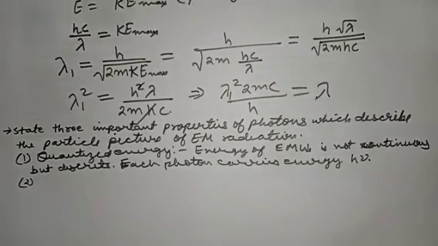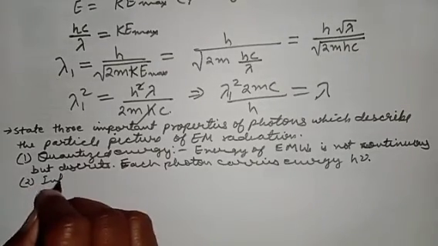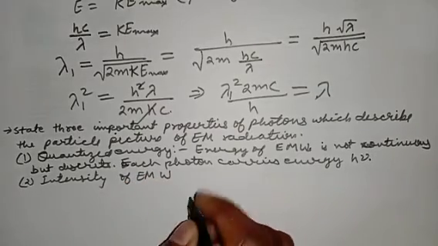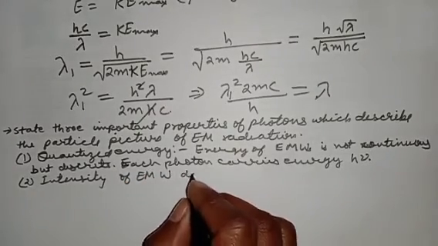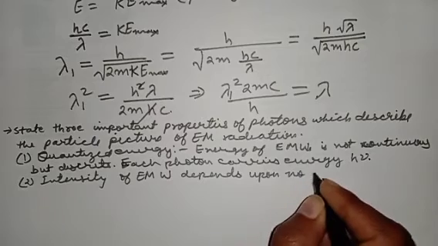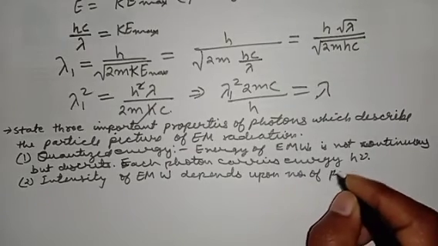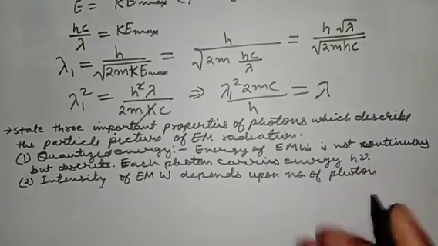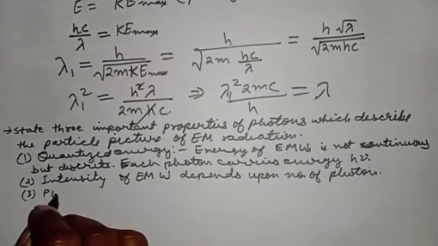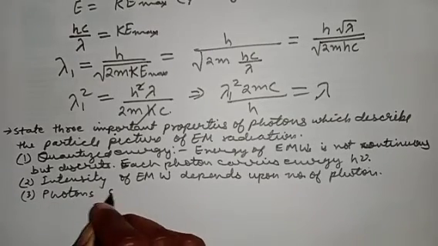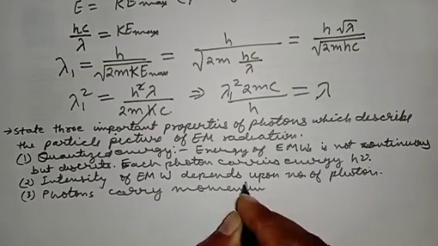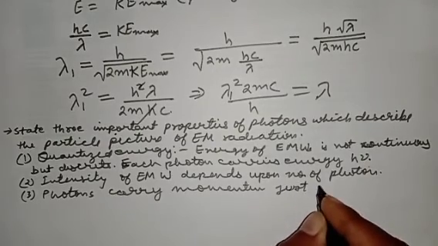Second, intensity of electromagnetic waves or electromagnetic radiation depends upon number of photons. Once again, particle type behavior, and third, photons carry momentum just as particles.